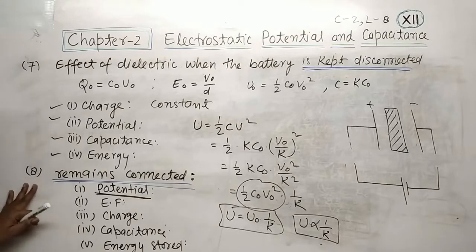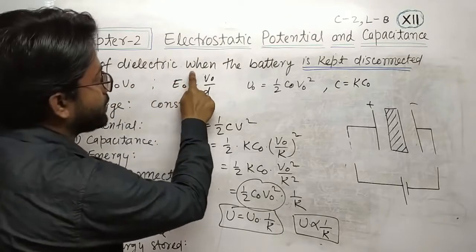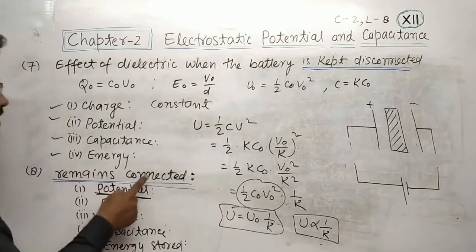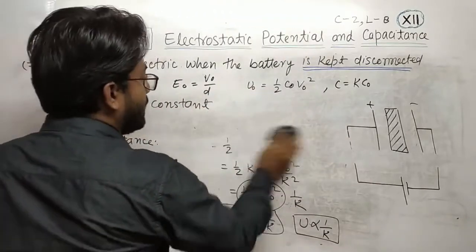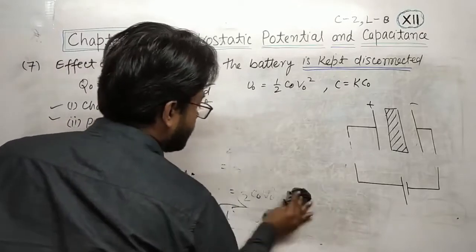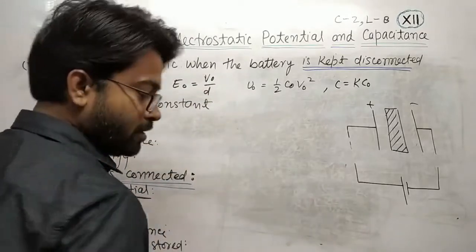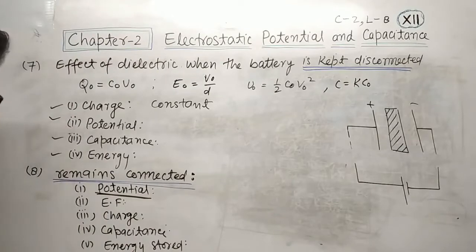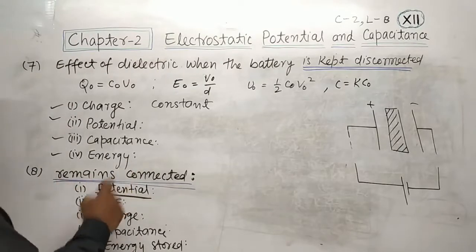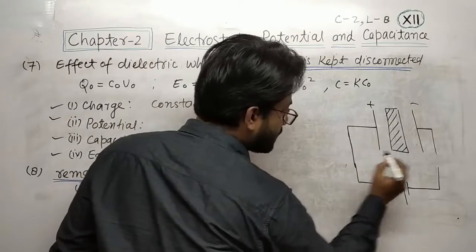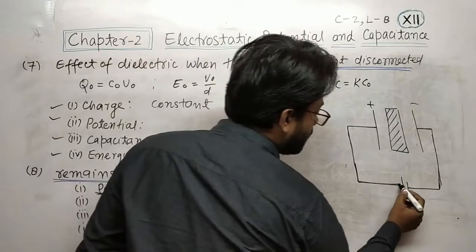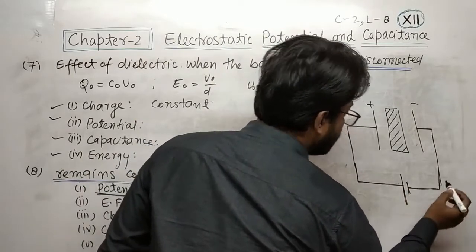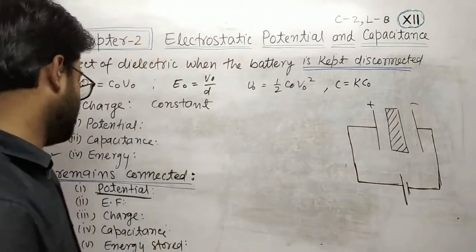Next point, that is the last point in this chapter, that is effect of dielectric when the battery remains connected. Means we need to discuss the effect on potential when the battery remains connected. Means there is a path from where the charge can flow to the capacitor.